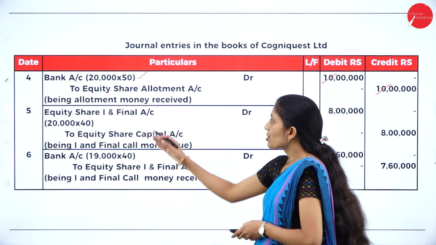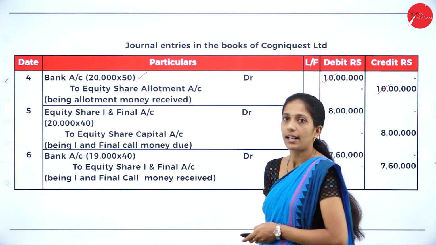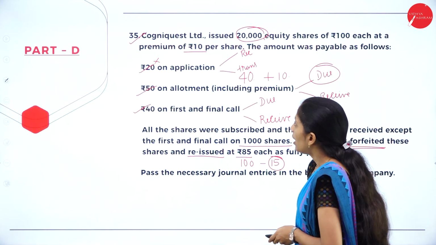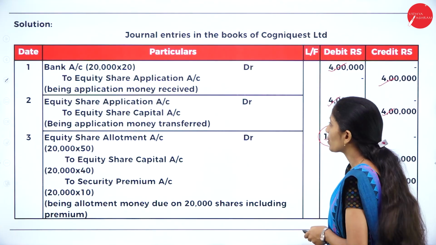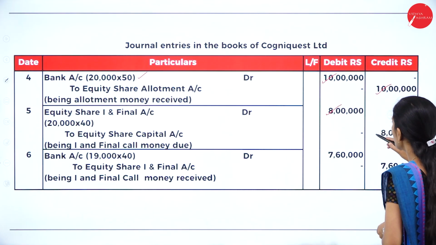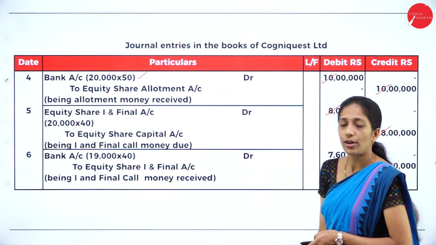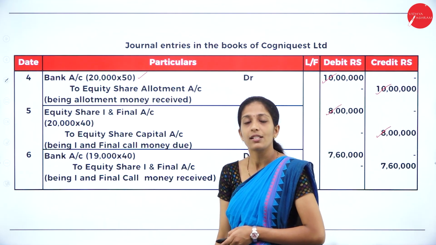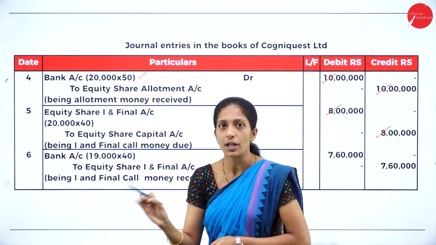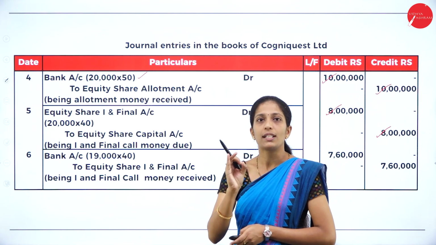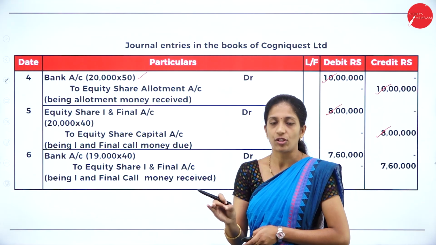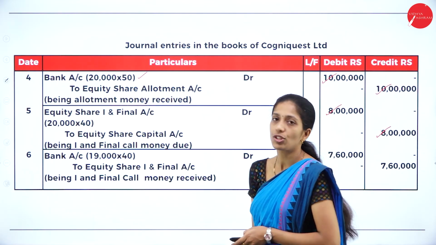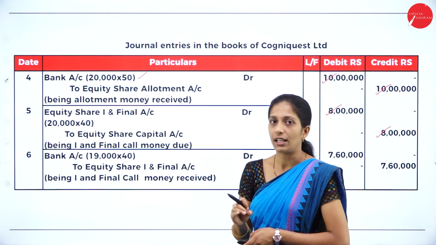Next stage is for what? Call money due. So, equity share first and final call account data to equity share capital. Amount how do you write? 20,000 into 40. Okay. So, 20,000 into 40 that is 8 lakh. But did all the shareholders pay? No. Under call stage 1,000 shareholders have not paid. Correct? So, there are total number of shareholders is 20,000 out of which 1,000 shareholders have not paid. In the sense 19,000 shareholders have paid the first and final call money.